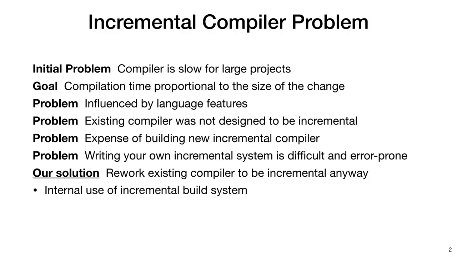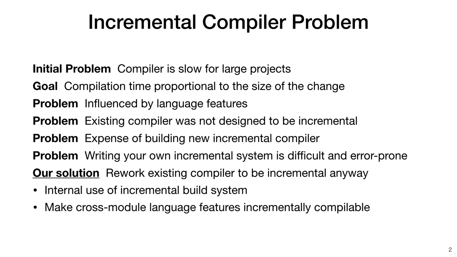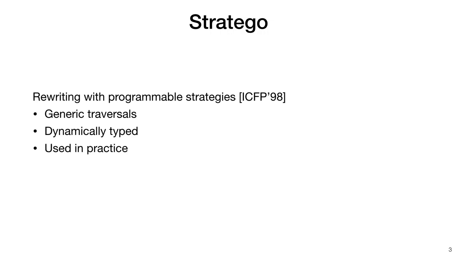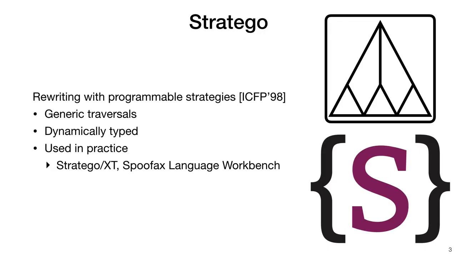Our programming language of choice has particular cross-module language features that seem impossible to compile incrementally at first, which makes it a critical case to demonstrate our approach. The language in question is Stratego. Stratego is a term rewriting language with programmable strategies for applying rewrite rules. These strategies can be programmed with generic traversal primitives. The language is dynamically typed and is used in practice in the Stratego XT transformation toolkit and the SpoofX language workbench.